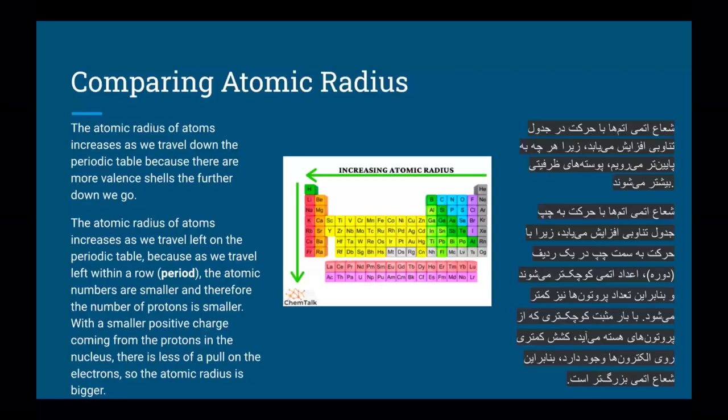Adding on to our previous slide, the atomic radius of atoms increases as we travel down the periodic table because there are more valence shells the further down we go. The atomic radius of atoms increases as we travel left on the periodic table because as we travel left within a row, also known as a period, the atomic numbers are smaller, and therefore the number of protons is smaller. With a smaller positive charge coming from the protons in the nucleus, there is less of a pull on the electrons, so the atomic radius is bigger.